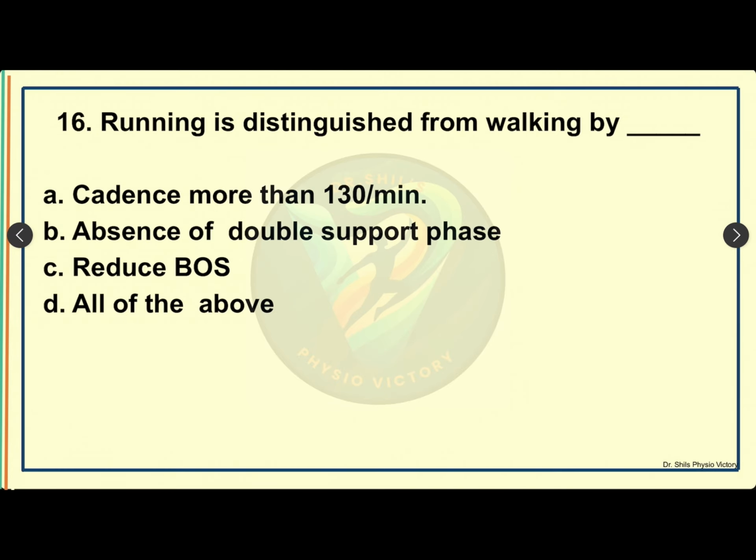Next question, question number 16. Running is distinguished from walking by option A, cadence more than 130, option B, absence of double support phase, option C, reduced base of support, and option D, all of the above. Here, the correct answer is option D, all of the above.